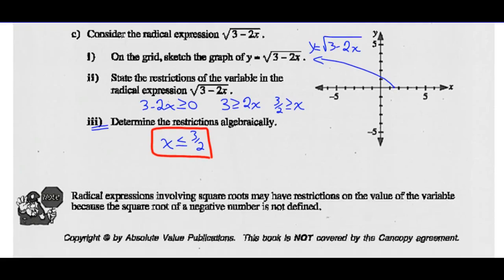Note, radical expressions involving square roots may have restrictions on the value of the variable because the square root of a negative number is not defined. That is very true. All right.